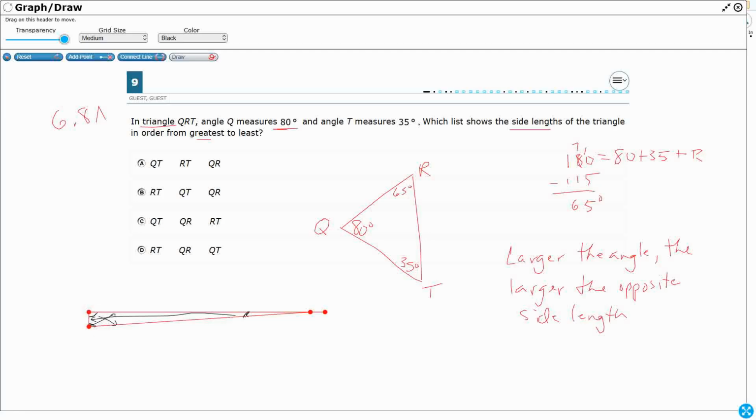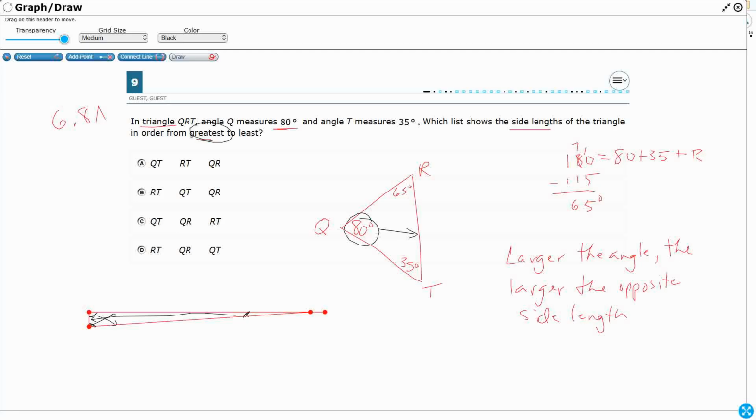Because a tiny angle is going to be across from a short side, a large angle is going to be across from a large side. So you can, without even using any type of ruler or any type of measurement, you can tell the order of the side lengths just by knowing the order of the sizes of the angles. So let's take a look. Q right here is going to be across from RT. So RT is going to be longest.